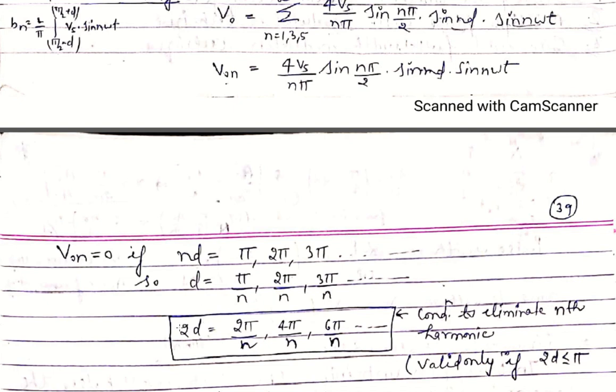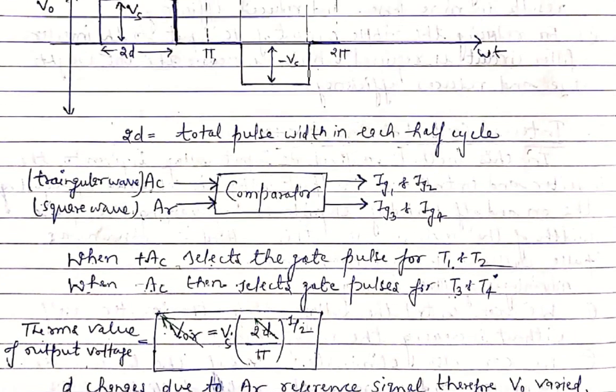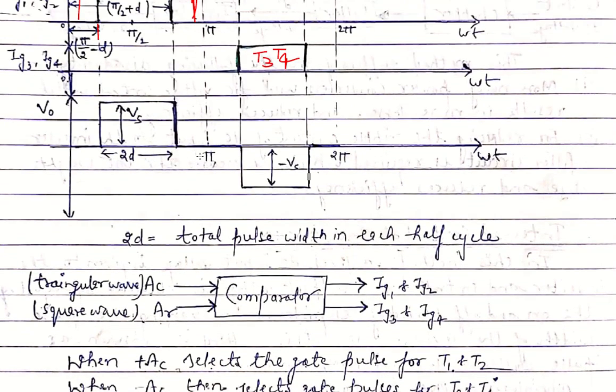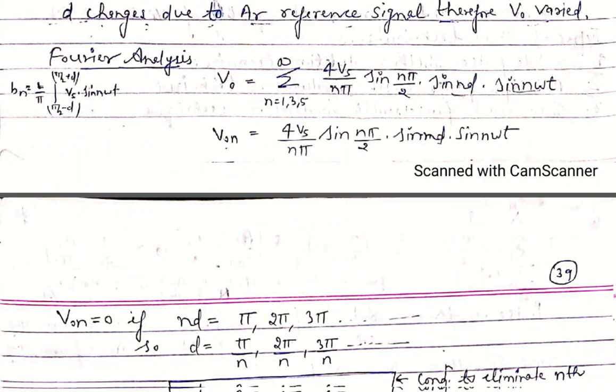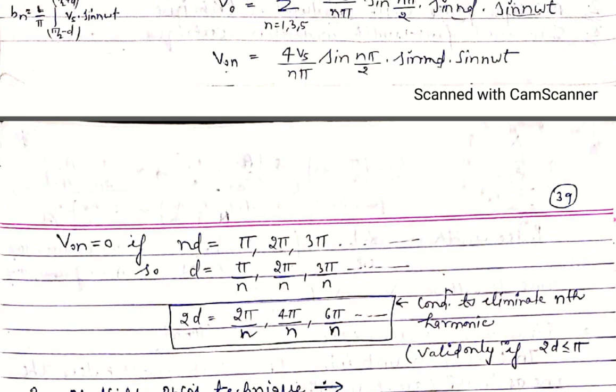But the pulse width in the half cycle we define to be 2d. So to make this 2d, we further multiply by 2 on the right hand side, so it is 2 pi by n, 4 pi by n, and 6 pi by n. We know that this pulse width of 2d in the half cycle doesn't cross pi, so it is always less than pi. So 2d is always less than pi if we want to reduce the harmonics of the output voltage waveform. The condition to eliminate the nth harmonic is valid only if 2d is less than pi, because this 2d pulse width in each half cycle is always less than 180 degrees.